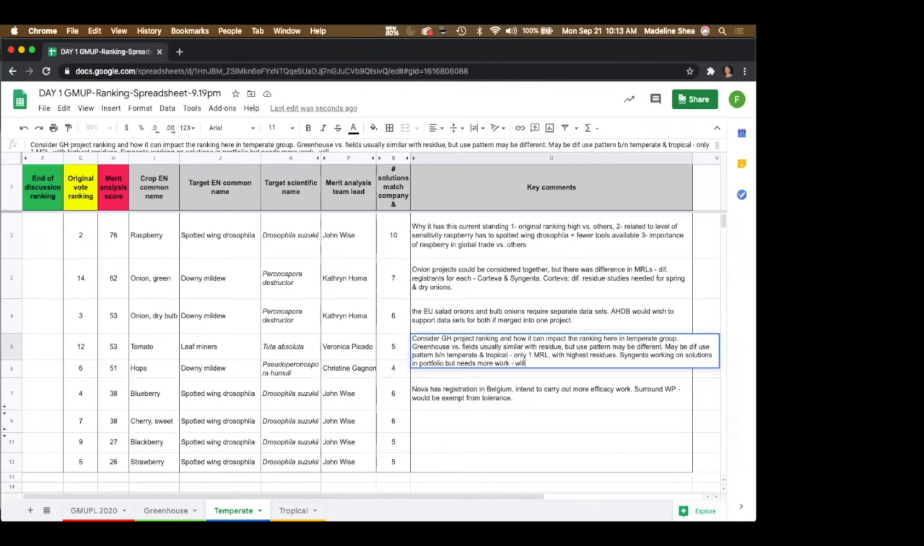And also a comment with regards to residues and representative crops. We just need to be careful if we're talking about US representative crops or Codex representative crops.